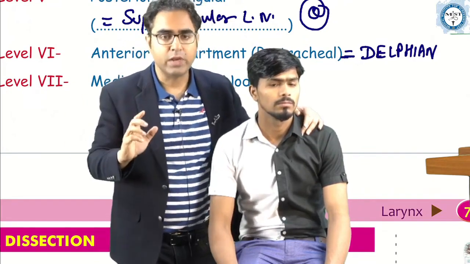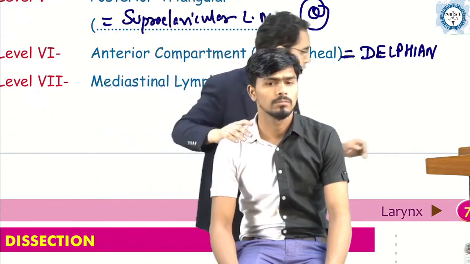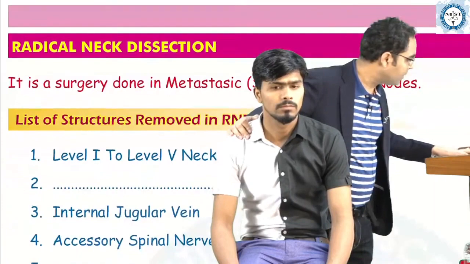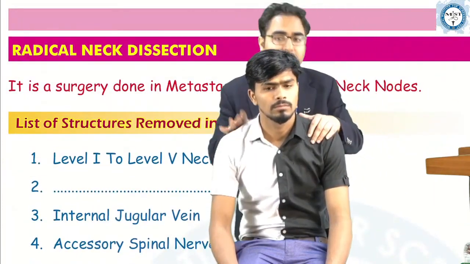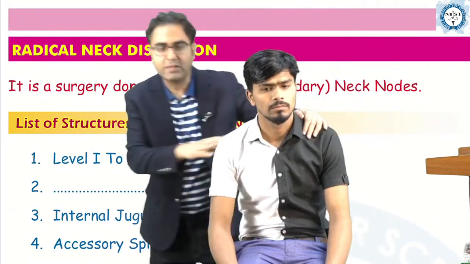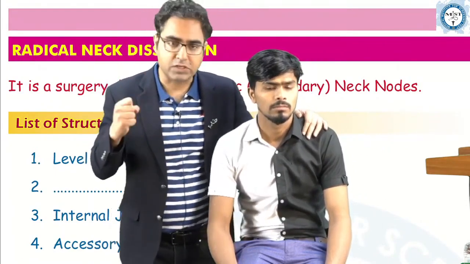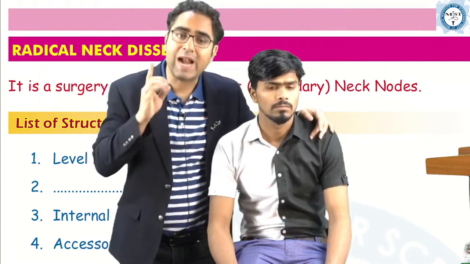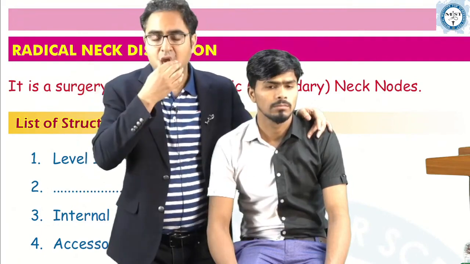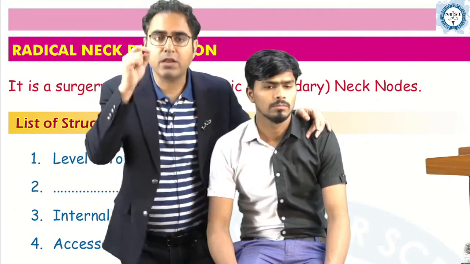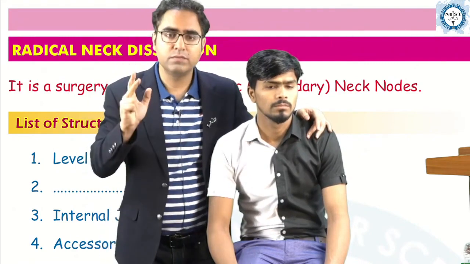If you see the next topic, RND surgery, read your notes, it's a surgery done in metastatic neck nodes. When you get a secondary neck node, you do the surgery called RND or radical neck dissection surgery. Now look at the name, radical neck dissection, means you clear the neck radically. You don't want to leave a single cancer cell in the neck. For that, you remove the neck nodes.